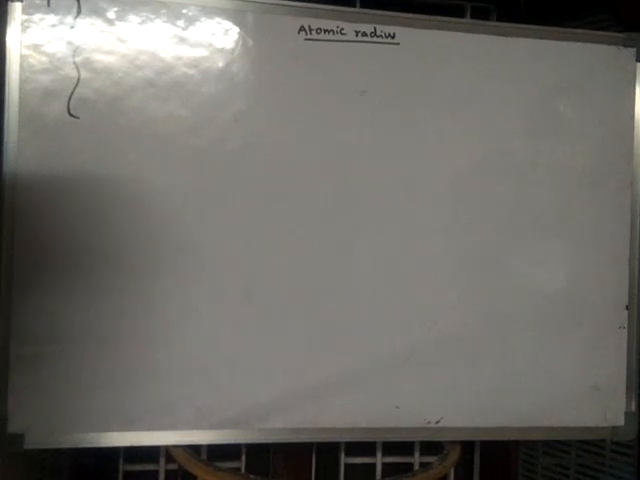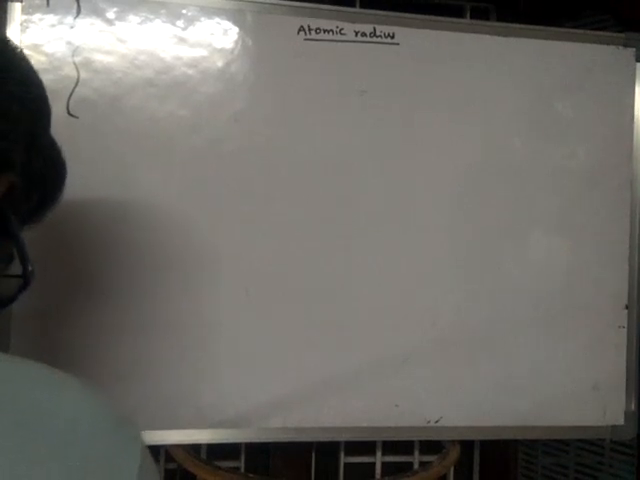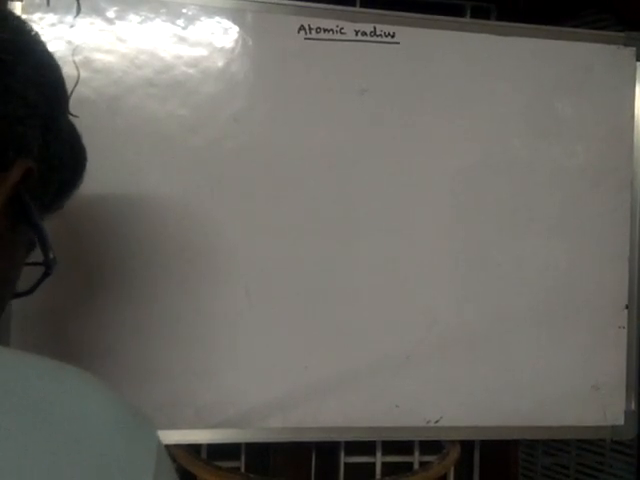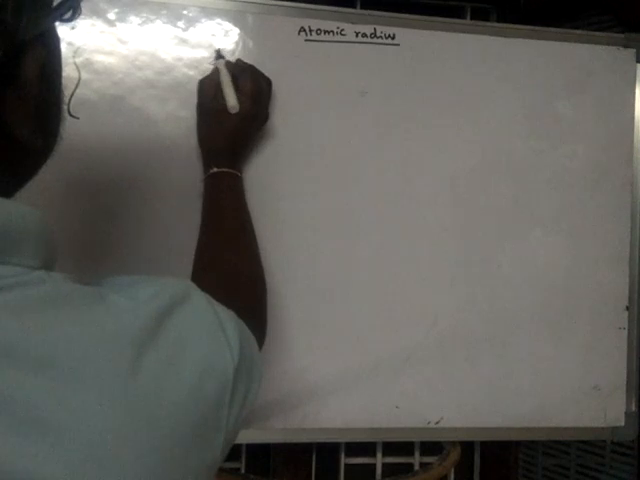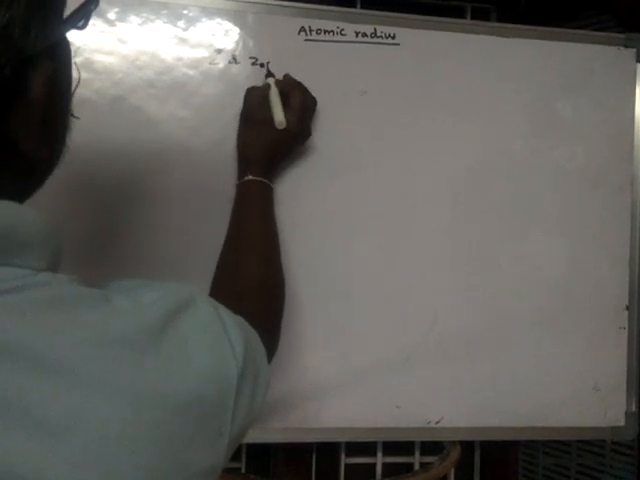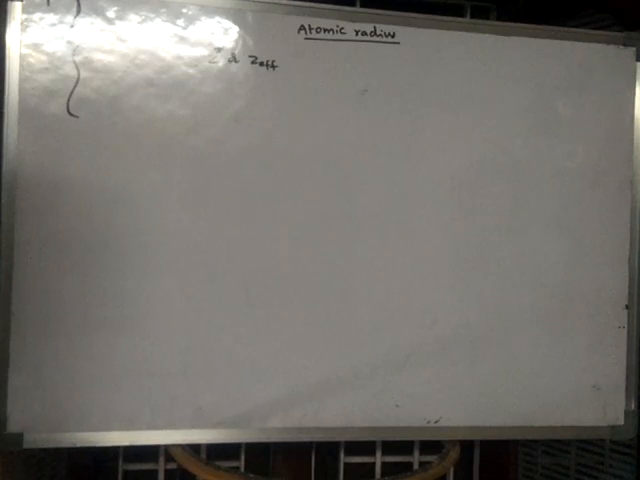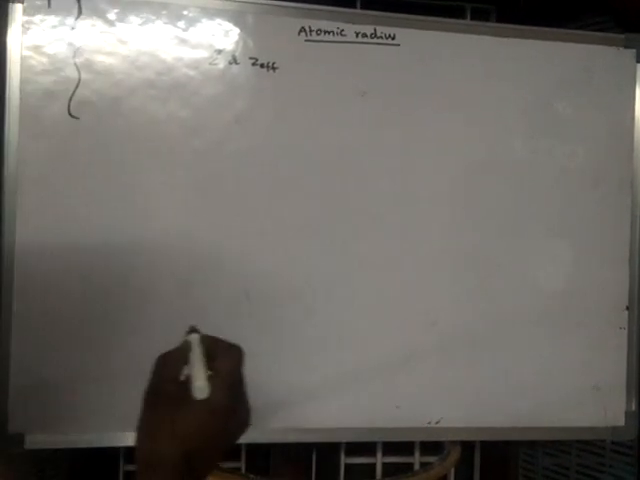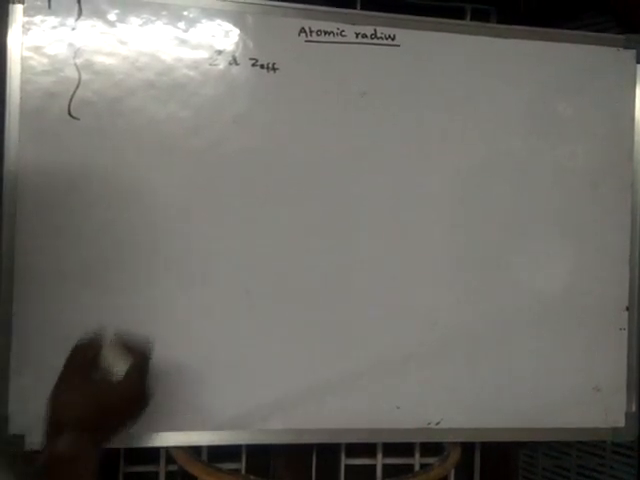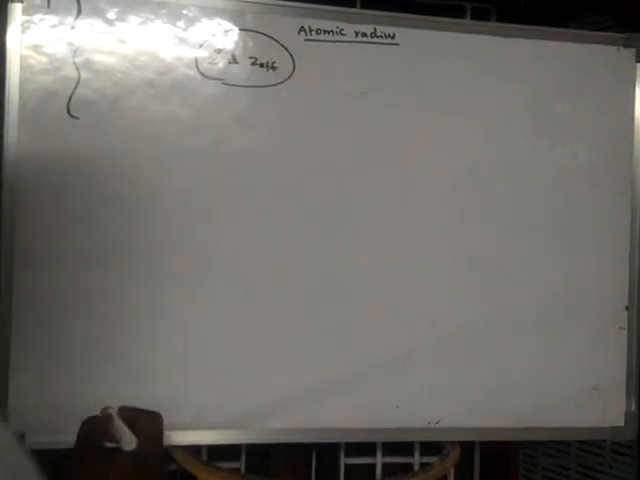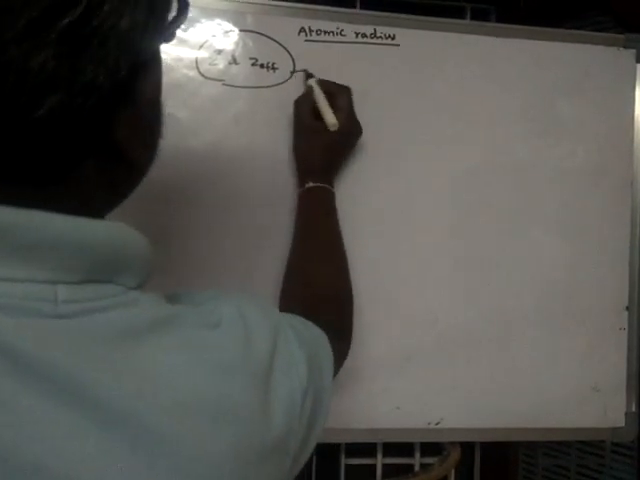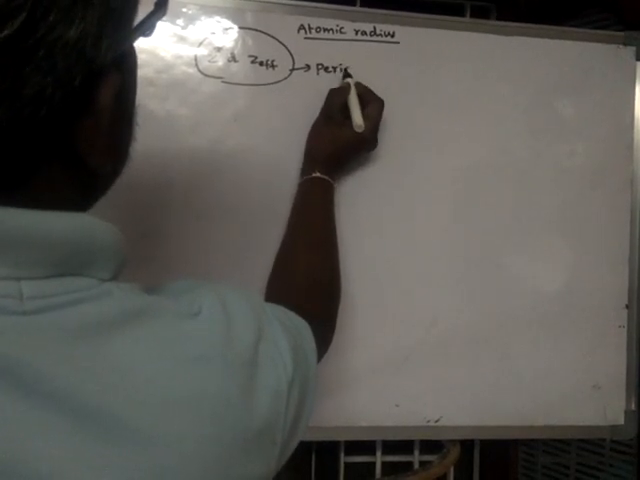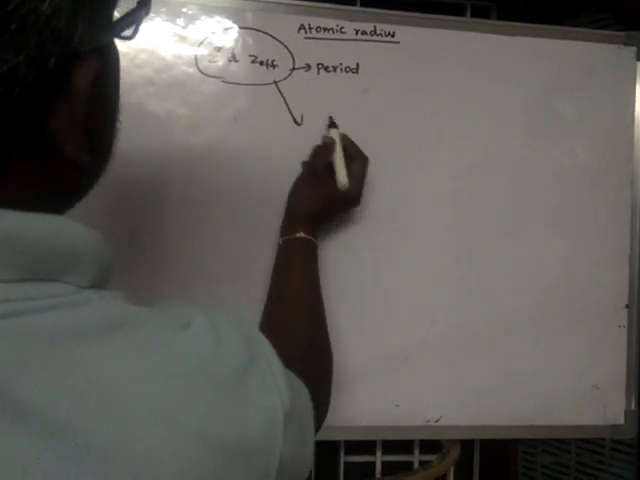Now let us learn about the variation of atomic radius in a period and in a group. Before that, first we have to see how the effective nuclear charge varies. That means Z effective, Z star or Z eff. Already we have seen Z star is equal to Z minus sigma. So how does Z star vary along a period, and how does it vary along a group?